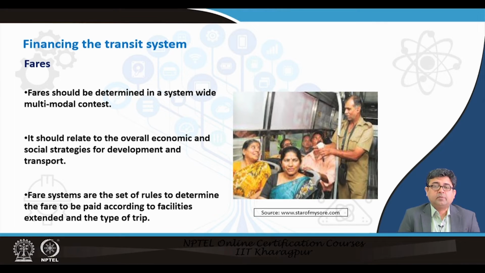types of buses may be operating on the same route. One may be an air conditioned bus and one may be a regular bus. Both will take you to your destination most likely in the same amount of time, but the quality of service offered by an air conditioned bus is higher than that of a regular bus, and hence the fare would be higher. So, that is what is meant by how fare should be determined, right.